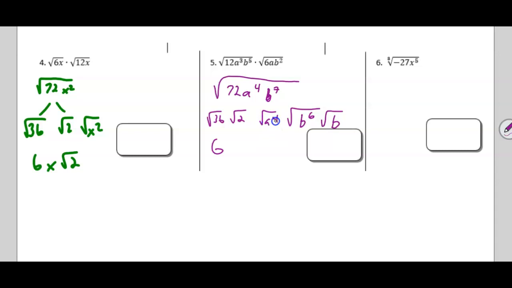Remember, the square root of an even exponent, just cut it in half. So a squared, b to the 6, again, the square root of an even exponent, just cut it in half. So b cubed. And then we have the square root of 2b remaining.